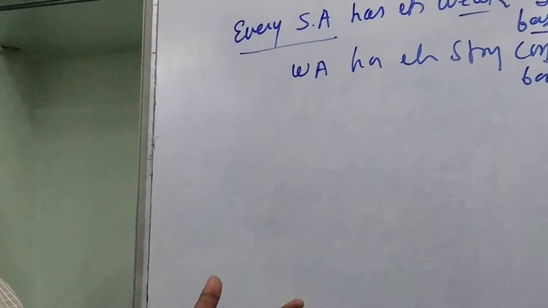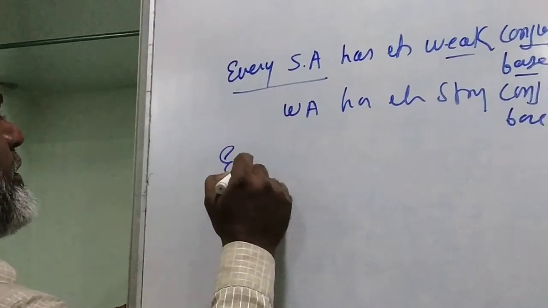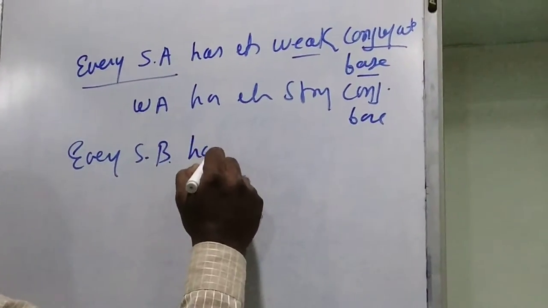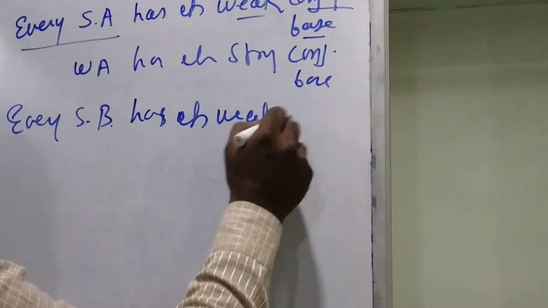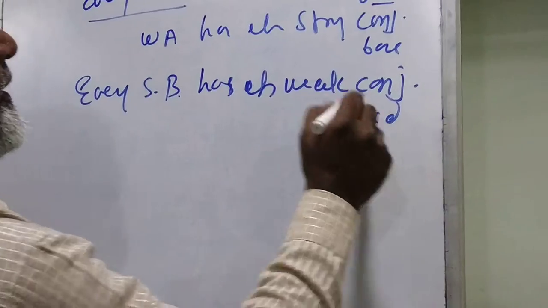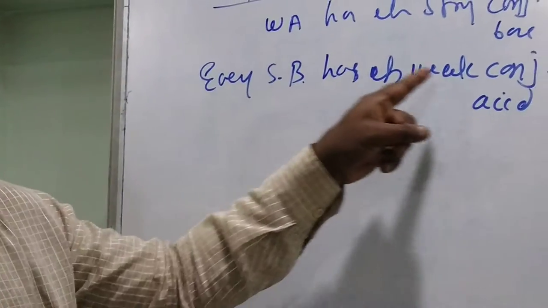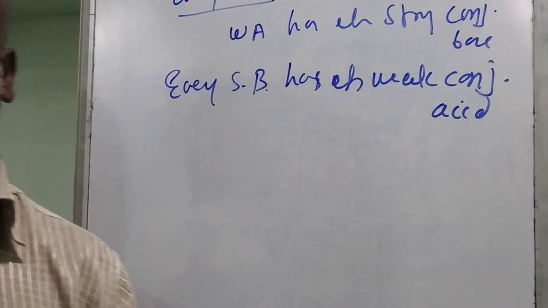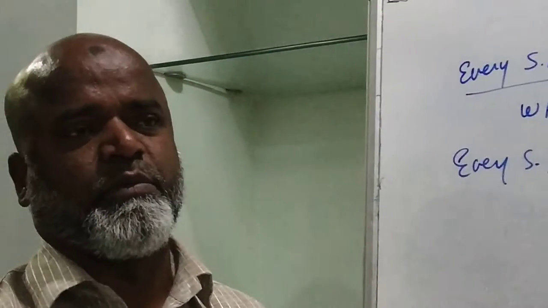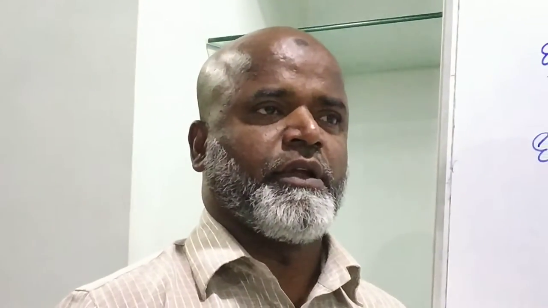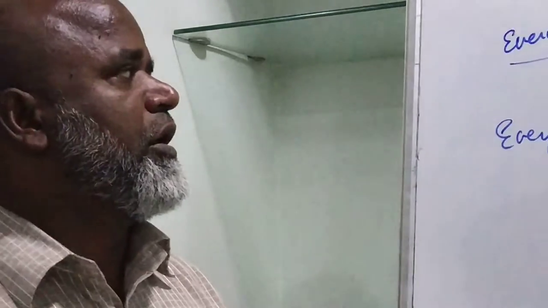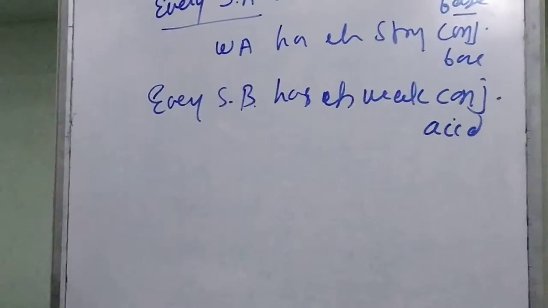This is about acids. Now about bases: every strong base has its weak conjugate acid. If your base is strong, its conjugate acid will be weak. And if your base is weak, every weak base has its strong conjugate acid. So you just remember it this way. NaOH is a strong base, so its conjugate acid will always be weak. This was the point which I had completed in my last lecture.